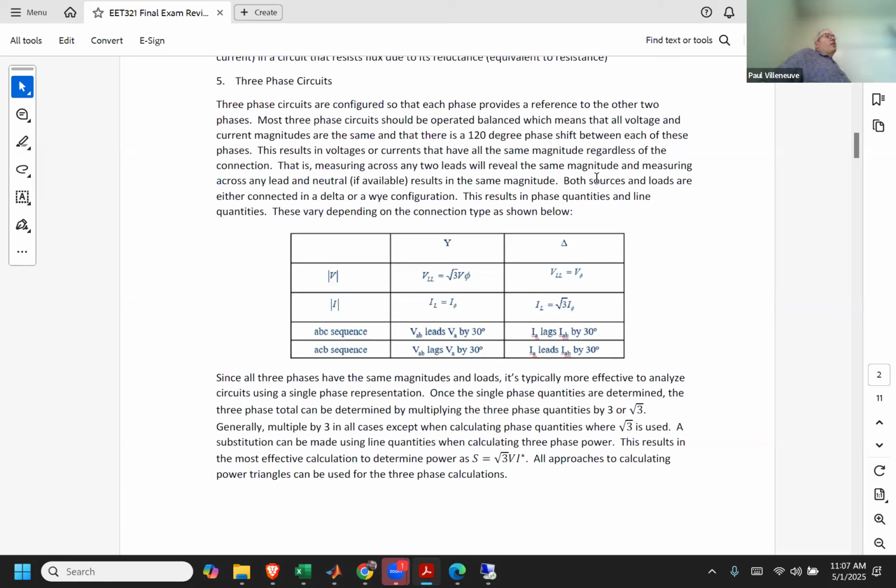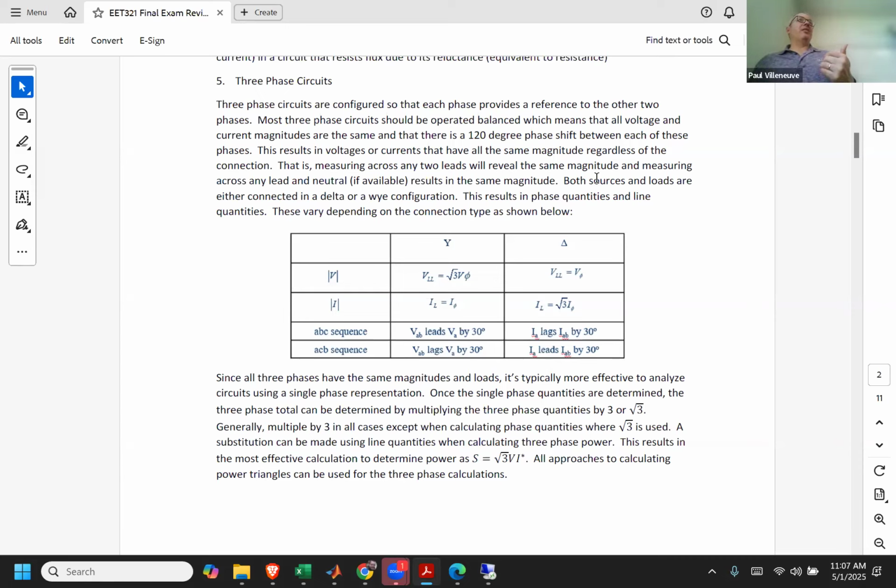First off, you can move twice the amount of power for the same amount of copper. And you also get beautiful rotating magnetic fields. When you have a three-phase balanced system and you run that through some sort of device, a coil of wire for example, that can create a magnetic field. And if you orient things properly, you get a really nice magnetic field that rotates around really well.